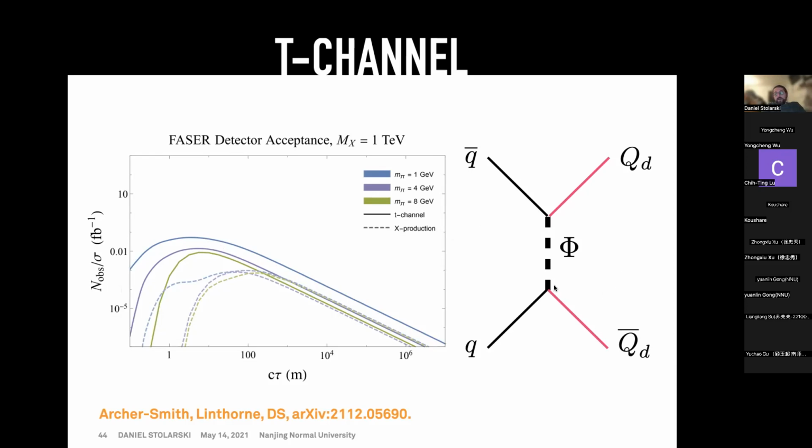And that's because this T-channel process is like Rutherford scattering. It tends to go forward, which is exactly where Phaser is. So there is some sensitivity for Phaser to this process.